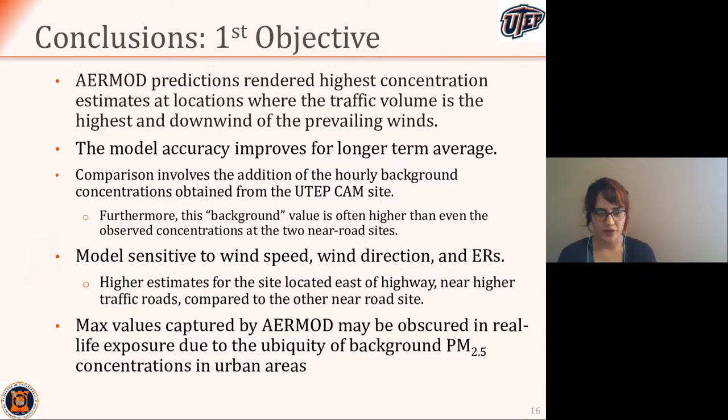And we also know that the model is sensitive to the wind speed and wind direction and emission rates, which result in higher estimates for the site located east of the highway, near the higher traffic roads, compared to the other near road site, which were the same distance from the road, but one had a higher traffic volume. And this indicates that the maximum values captured by AirMod may be obscured in real life exposure due to the ubiquity of background PM2.5 concentrations in these urban areas.